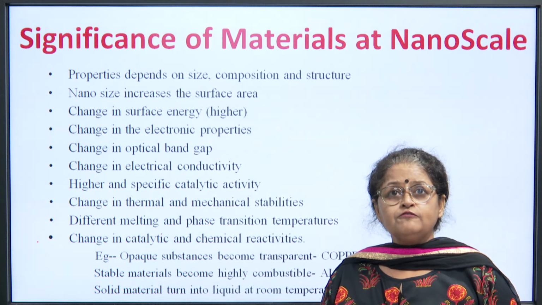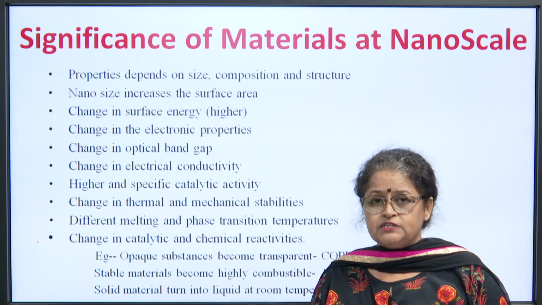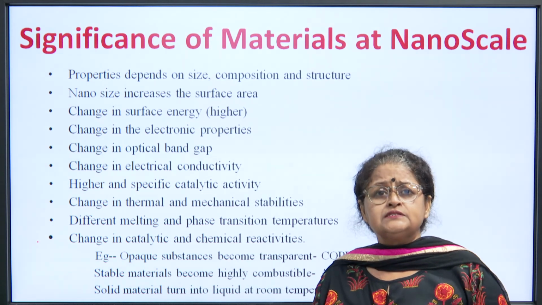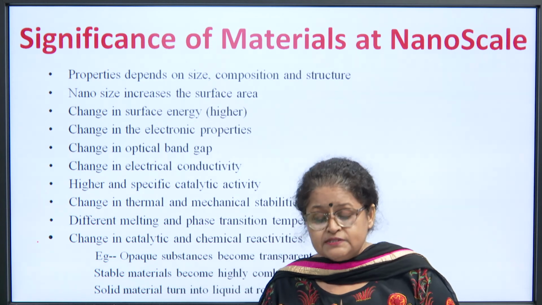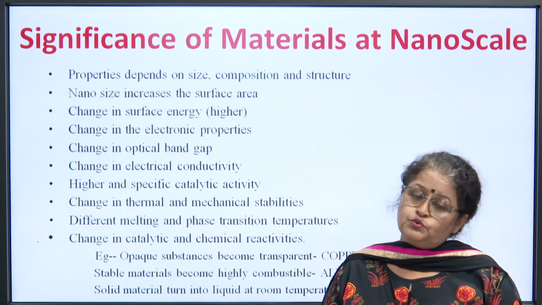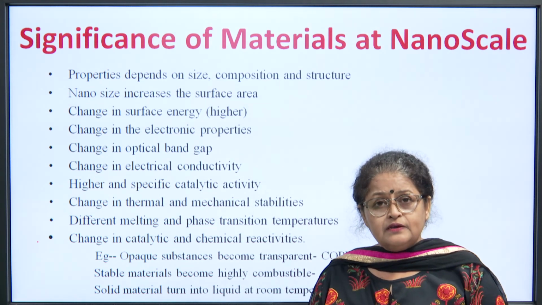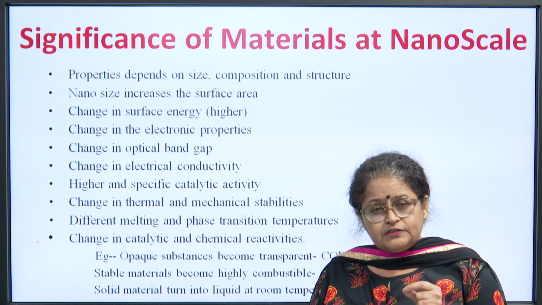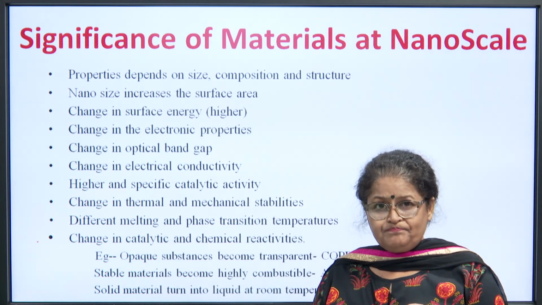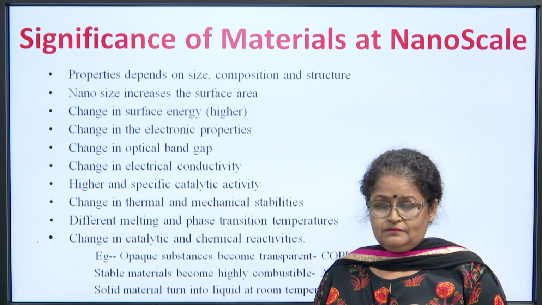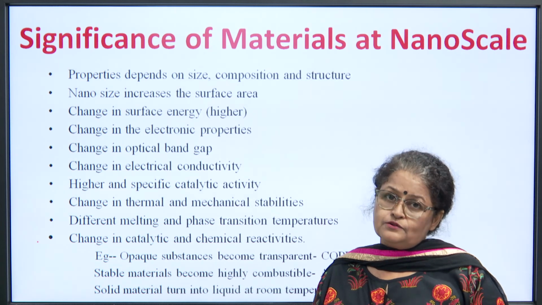So, significance of materials at nanoscale. When a material is taken at a nanoscale, what is its significance? How does it change in its various properties? The properties depend on the size, composition and the structure. We all know that of a material. Nano size increases the surface area. Why? Just imagine 10 to the power minus 9 we are going to talk of. 1 gram of any material can have such a large surface area when taken at a nanoscale.